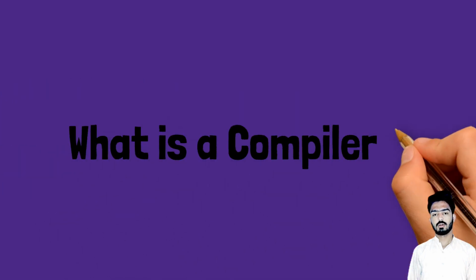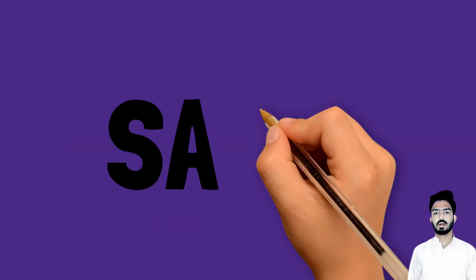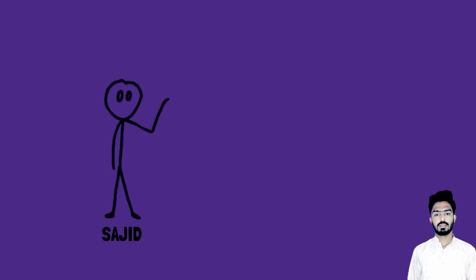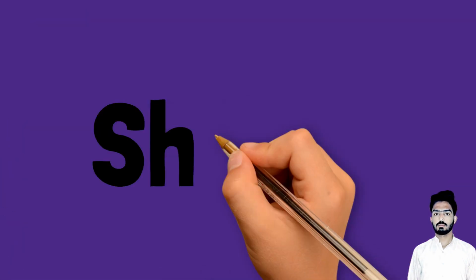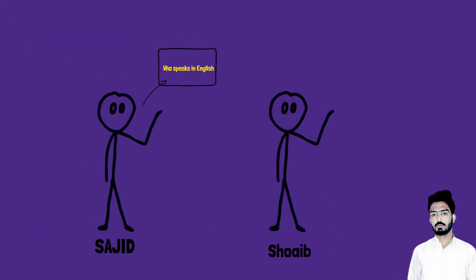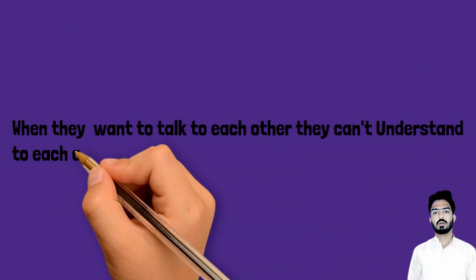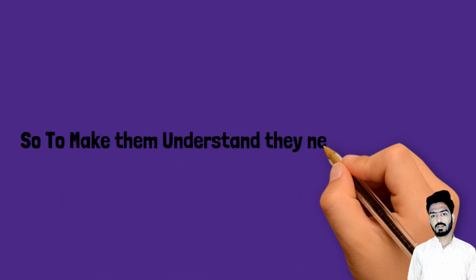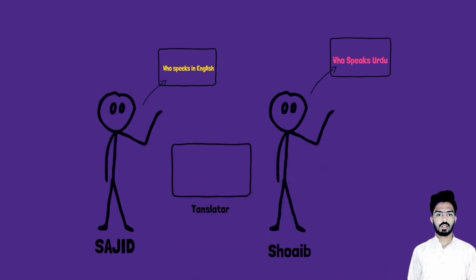So what is a compiler? Here we see an example. Here we have two persons. First is Sajid, who speaks English, and second is Shoaib, who speaks some other language. When they want to talk to each other, they can't understand each other because both have different languages. So, to make them understand, they need a translator. Here we have a translator which converts English to Urdu or Urdu to English so both can understand.